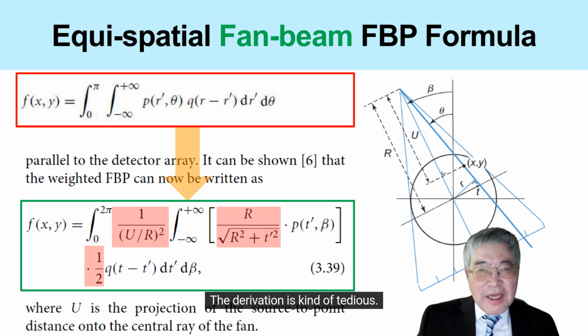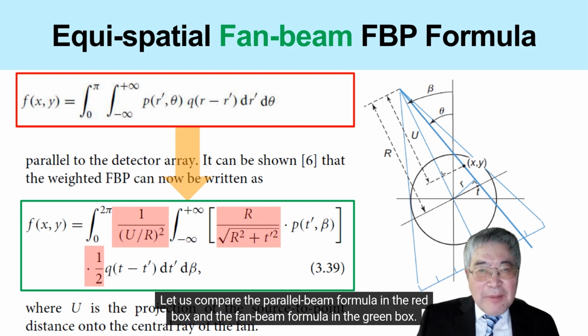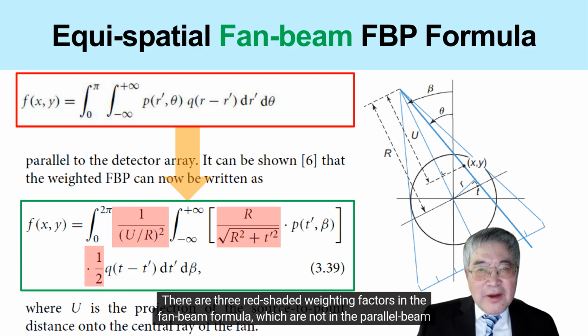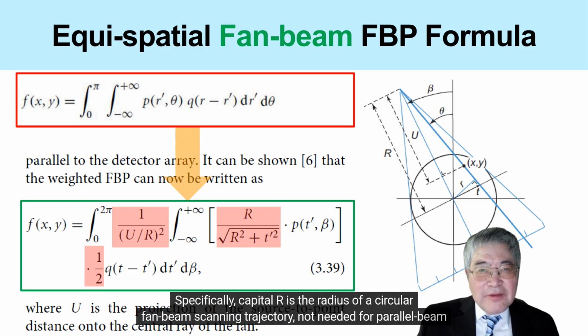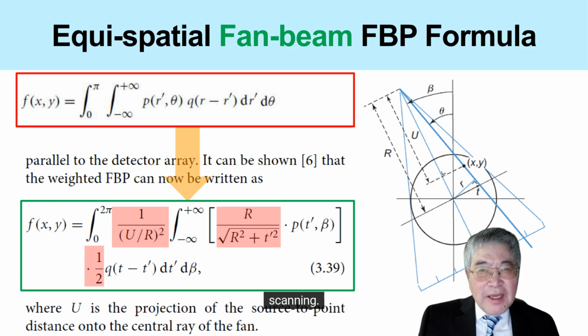The derivation is kind of tedious. Let me make it heuristic here. Let us compare the parallel beam formula in the red box and the fan beam formula in the green box. There are three red-shaded weighting factors in the fan beam formula, which are not in the parallel beam formula. Specifically, capital R is the radius of a circular fan beam scanning trajectory, not needed for parallel beam scanning.